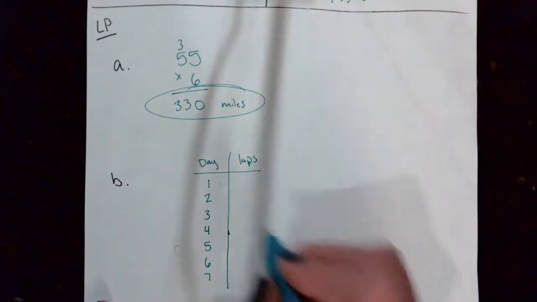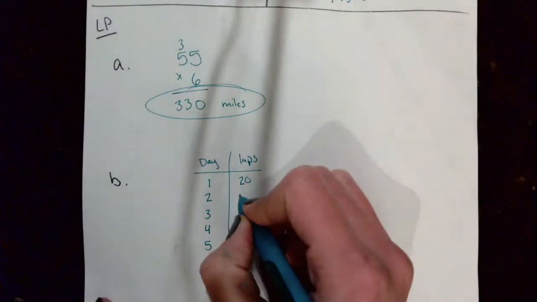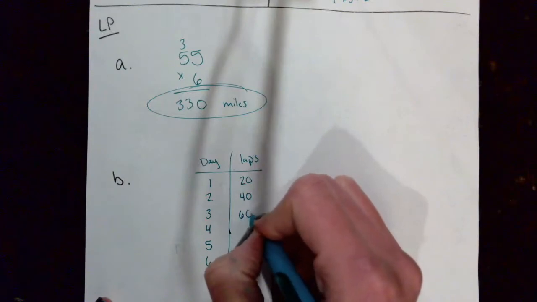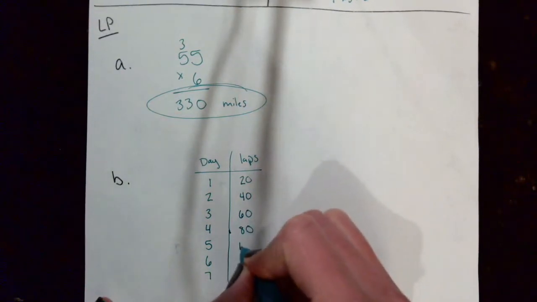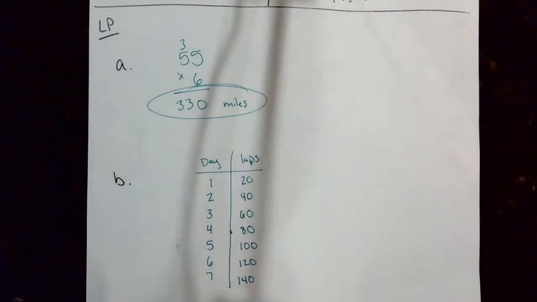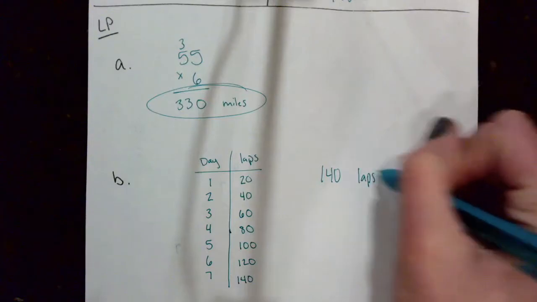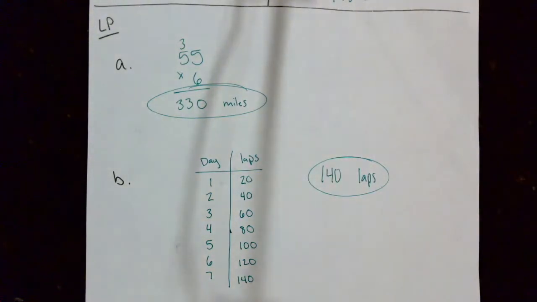How many laps? Well, he swims 20 laps on the first day, so just count by 20s. 20, 40, 60, 80, 100, 120, 140. So how many? 140 laps. Excellent. Let's go ahead and get started on a couple of your homework problems together.